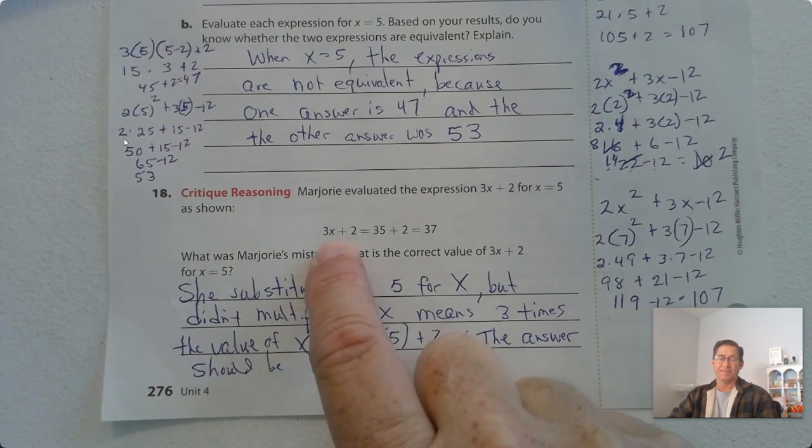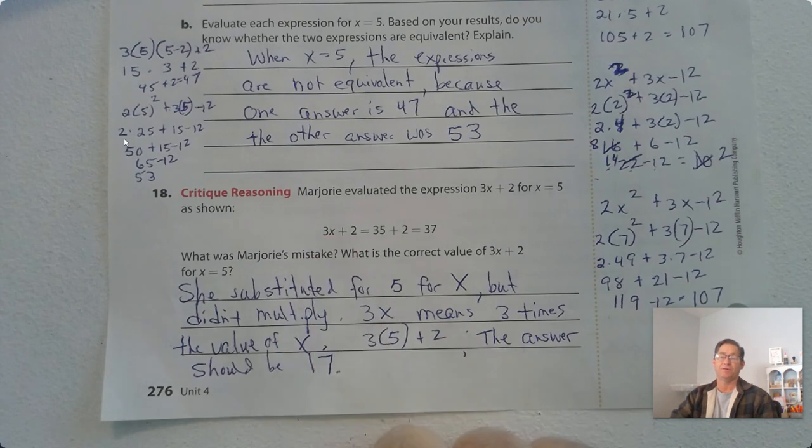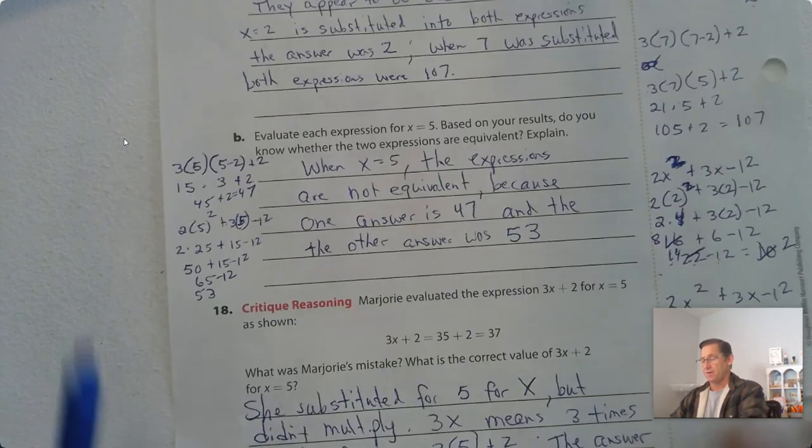The 3 next to the 5 is not a 2-digit number. It means 3 times that number. So 3 times 5 is 15. 15 plus 2, 17. All right.